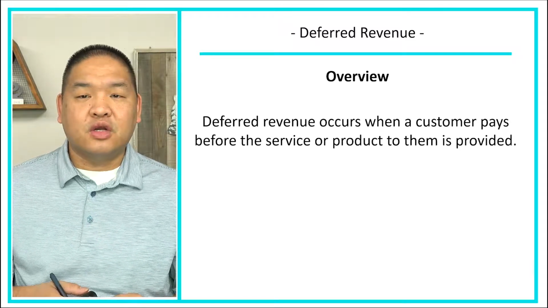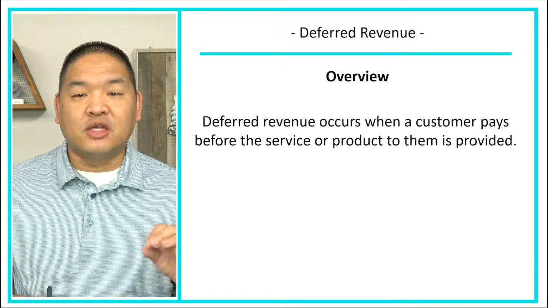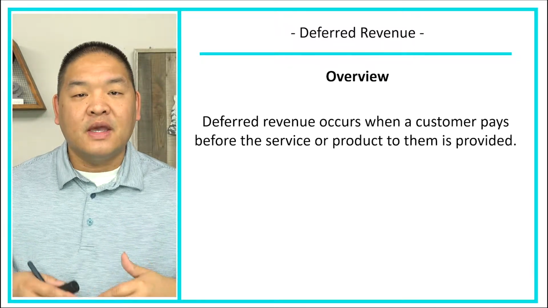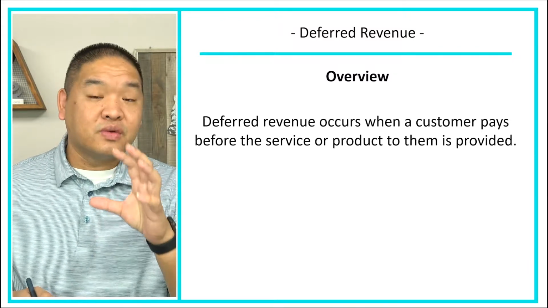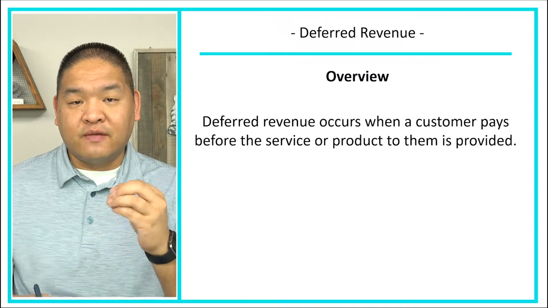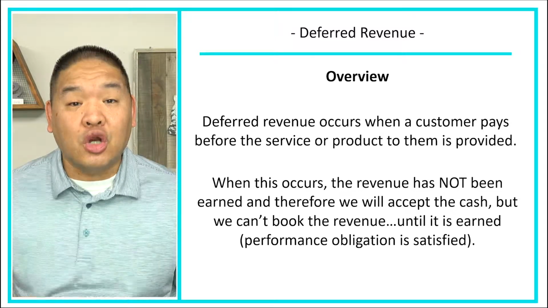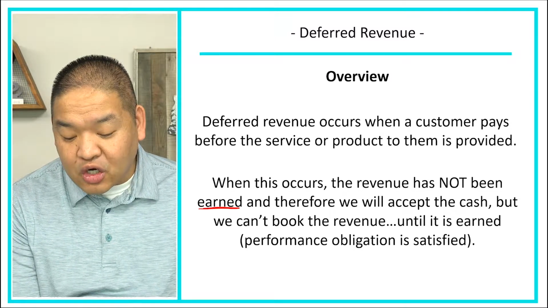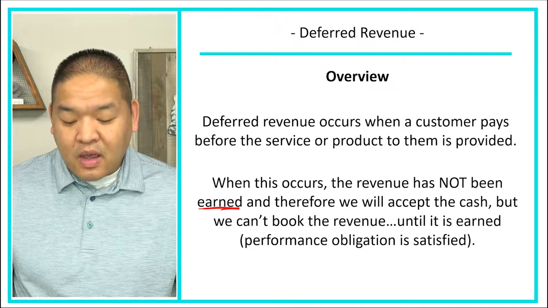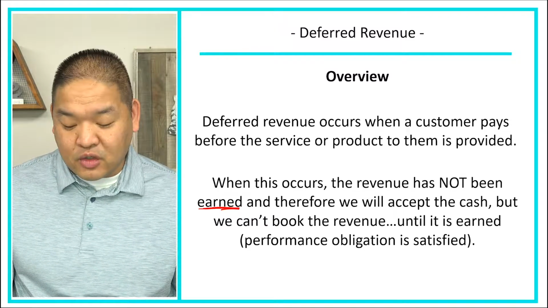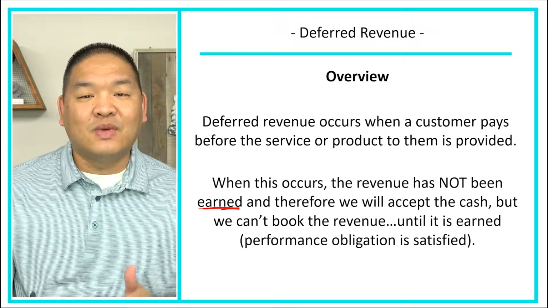So deferred revenue occurs when a customer pays before the service or product is delivered to them. So this is a prepayment. It's like a deposit that you might put down. So we're receiving the cash prior to the revenue being booked. Now, when this occurs, the revenue has not been earned. Keyword here, we have not earned it, and therefore we will accept the cash, obviously, but we can't book the revenue until it is earned, aka a performance obligation has been satisfied.